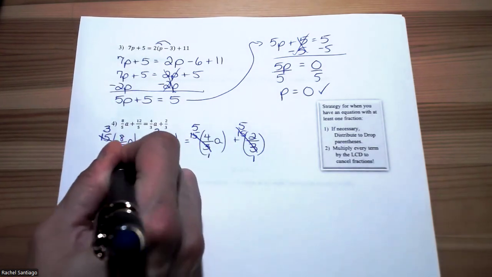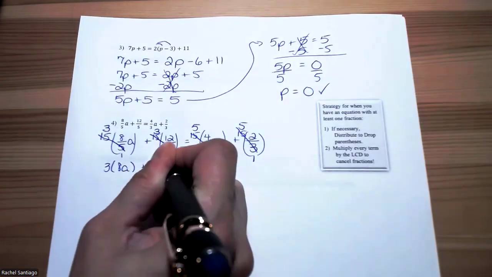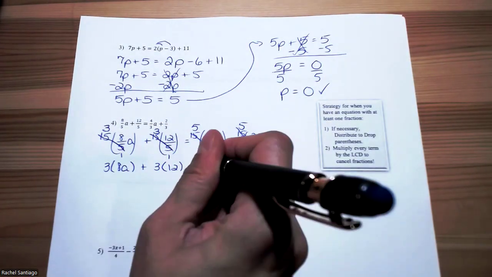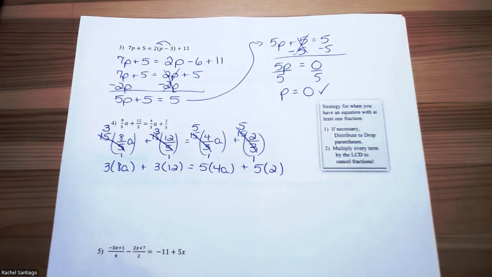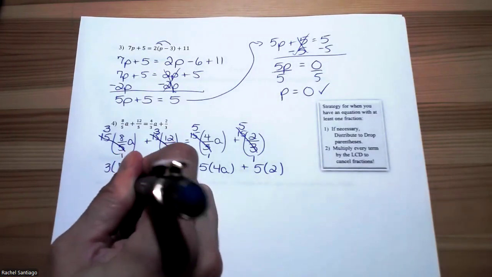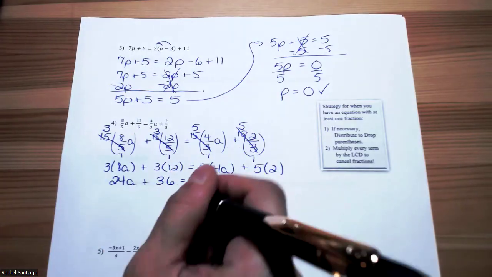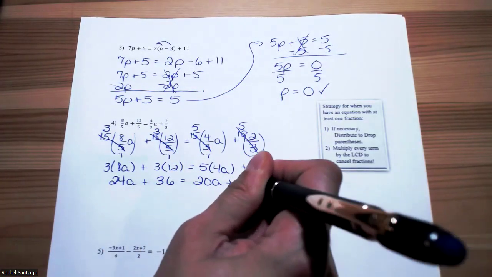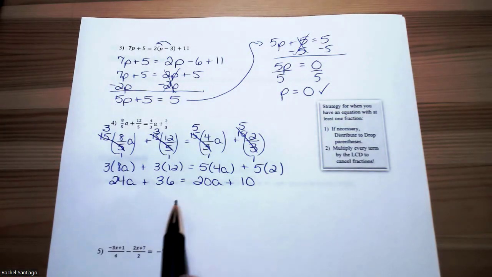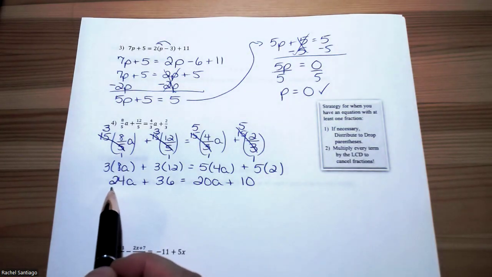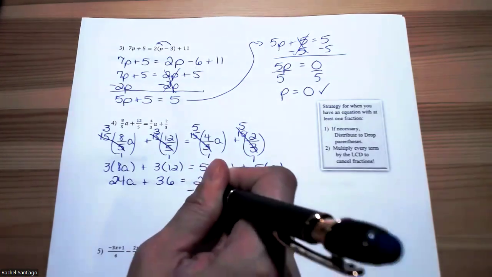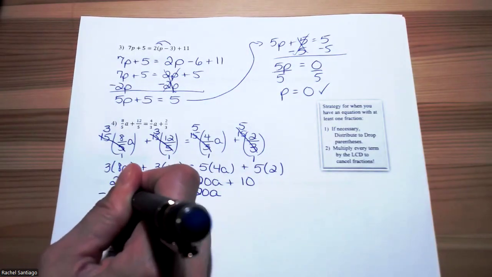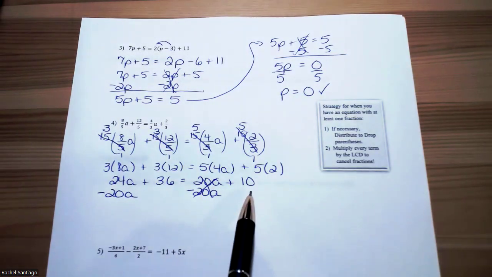3 times 8a plus 3 times 12 equals 5 times 4a plus 5 times 2. Let's do the math. 24a plus 36 is equal to 20a plus 10. At this point, I'm going to bring the 20a over to the left, and I'm also going to bring the 36 over to the right, simply because there's not a ton of room here, so I'm going to do these simultaneously. So let's go ahead and subtract the 20a term. Boom, gone. And now I'm going to bring the 36 over.